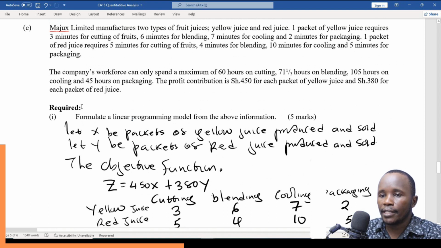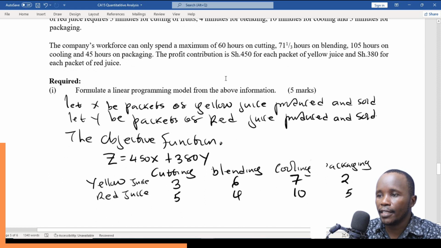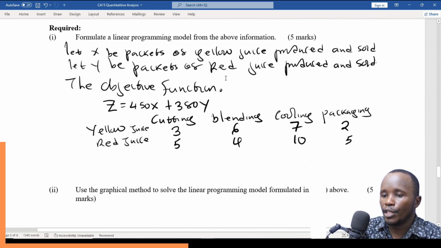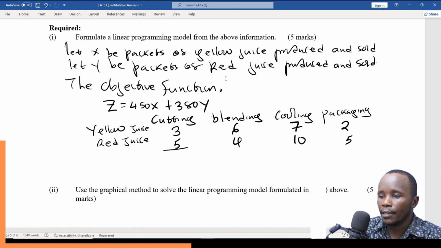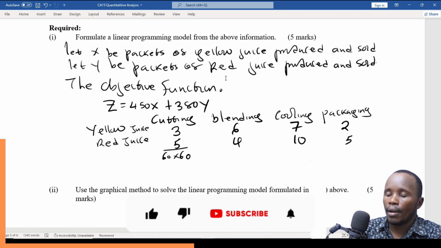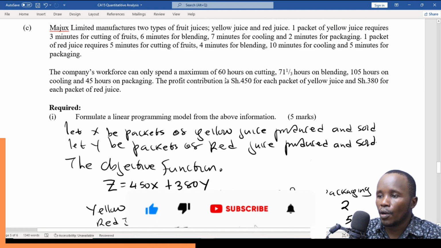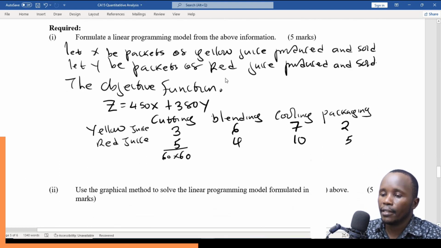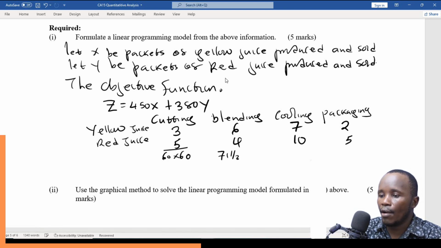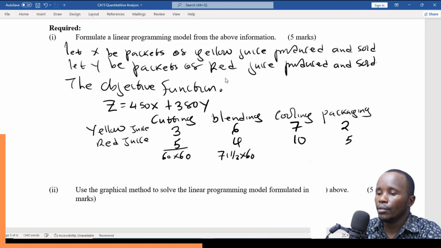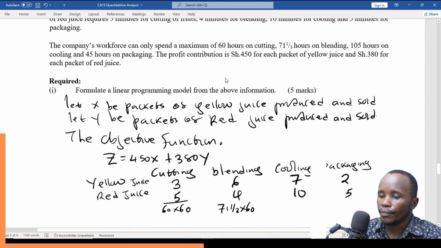We are also told that the amount of hours for cutting is 60 hours. So the total time for cutting is 60 hours, and I multiply by 60 to change it to minutes. The total time for blending is 71 and a third hours, multiplied by 60 to change it to minutes.